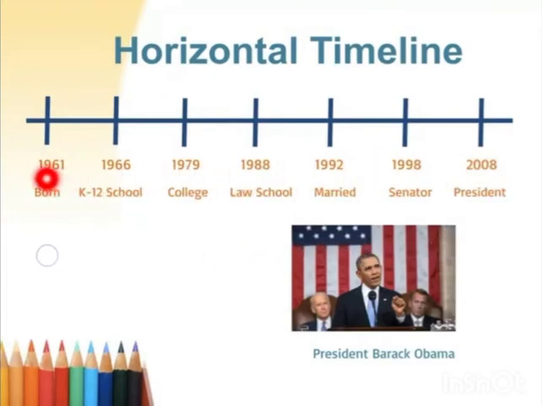Now this can also be written in another way. You could also write the year on the top. You can write 1966, 1961, 66, 79 here on the top, and you can write the events below. Okay, there are different ways you can make it. You can make it in a creative way.